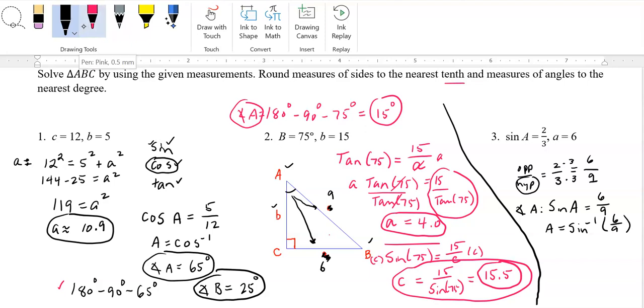All right, so go to your calculator and do inverse sine, and then put 6 divided by 9 in the parentheses. And to the nearest degree, on the calculator it says 41.81, but to the nearest degree, that's 42 degrees. All right, so angle A is 42.